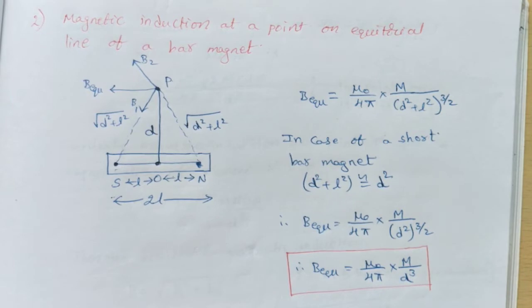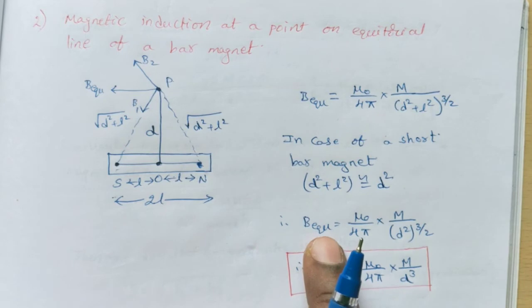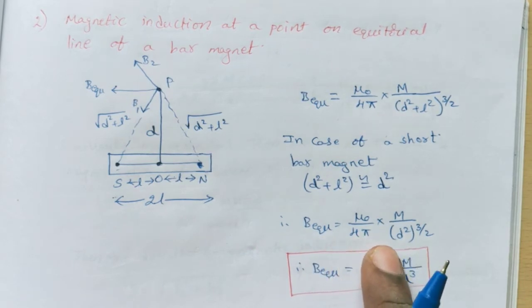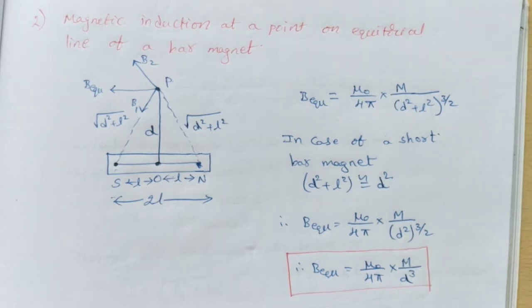B equatorial is equal to mu naught by 4 pi into m divided by d square plus L square whole power 3 by 2. In case of a short bar magnet, d square plus L square is approximately equal to d square. So finally, B equatorial is equal to mu naught by 4 pi into m divided by d square whole power 3 by 2. On simplification, B equatorial is equal to mu naught by 4 pi into m divided by d cube. So B equatorial is equal to how much, students? Mu naught by 4 pi into m divided by d cube only.